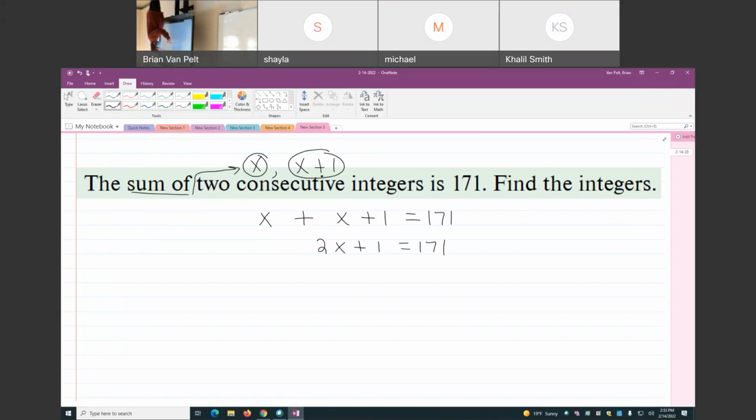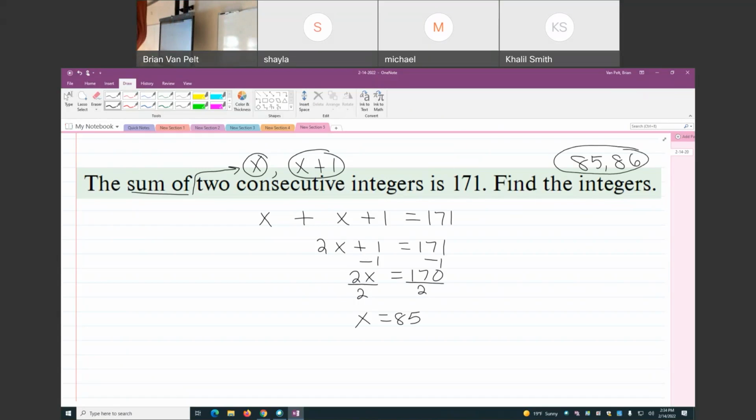If I subtract 1, I get 2X equals 170. So when I divide by 2, I get X equals 85. So can you tell me the answer to this problem? 85 plus 86 equals 171, but that's not what they asked me. Sorry, the answers are 85, add 1, and 86. And if you do those two, they do add up to 171. So if they're two in a row, you've got X and then X plus 1.